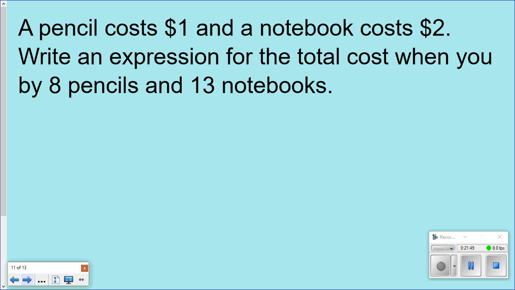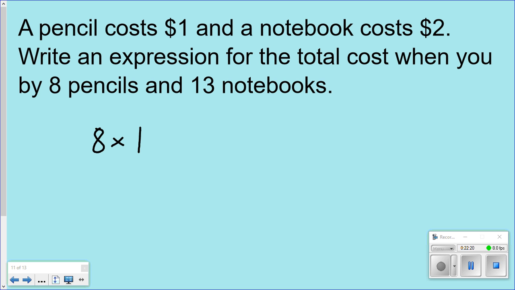So what do you think we're going to start to do? How would we put this together, like in an expression? What are some things we know, McKenna? Okay, so why 8 times 1? What does that mean? Okay, good. So let's do the pencils first. She knows that she's going to buy 8 pencils, and she's going to take that times 1 to figure out how much the pencils are going to cost, right?